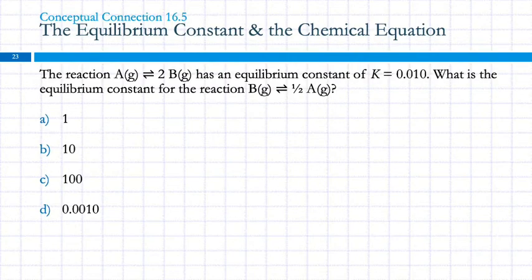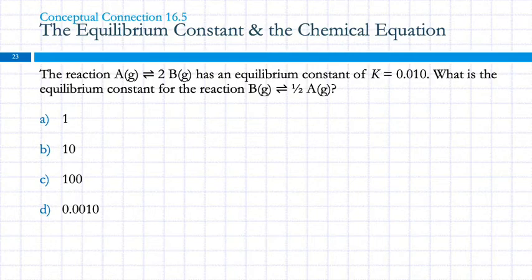Okay, so let's test our skills here. The reaction A to 2B has an equilibrium constant of 0.01. What's the equilibrium constant for the reaction B going to 1/2 A? What we need to do is identify how this second equation is different than the first one. What's the most obvious thing? It's reversed, right? Here B is the reactant and there B was a product.